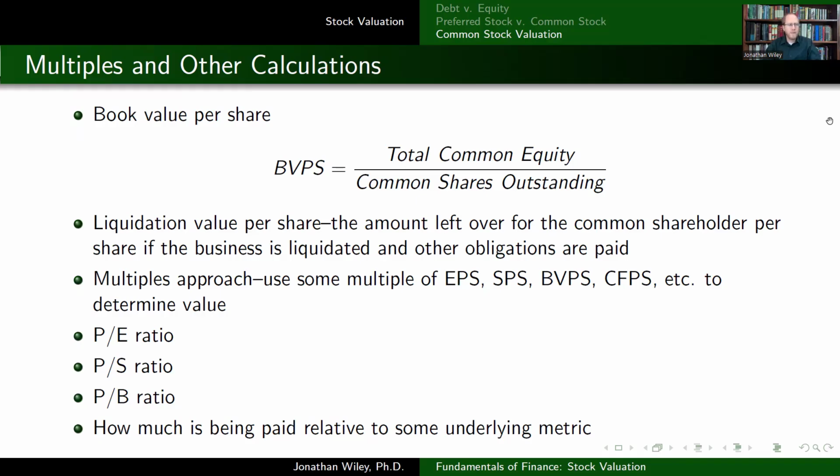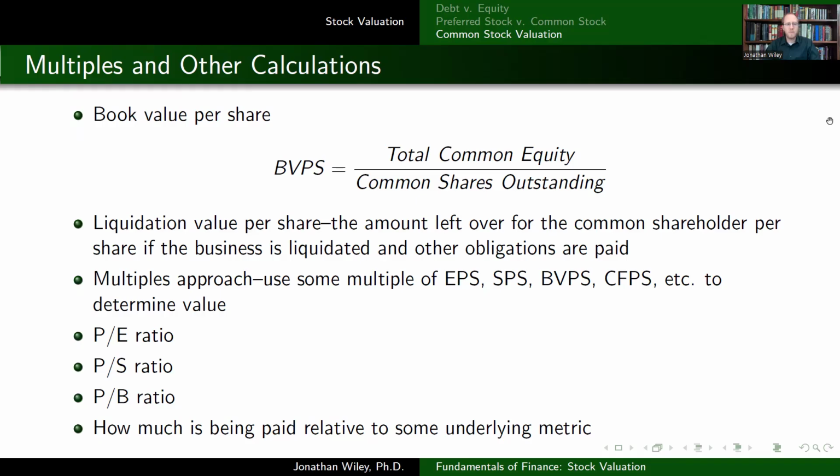Now, if you think about other ways to try to value a firm, one of the things you can look at would be a multiples approach. And so you're looking at how much you're paying relative to something else. So oftentimes you'll use some kind of multiple of earnings per share, sales per share, book value per share, cash flow per share, et cetera. And basically they use that to determine value in some sense. So let's talk about that a little bit by using the PE ratio to start.